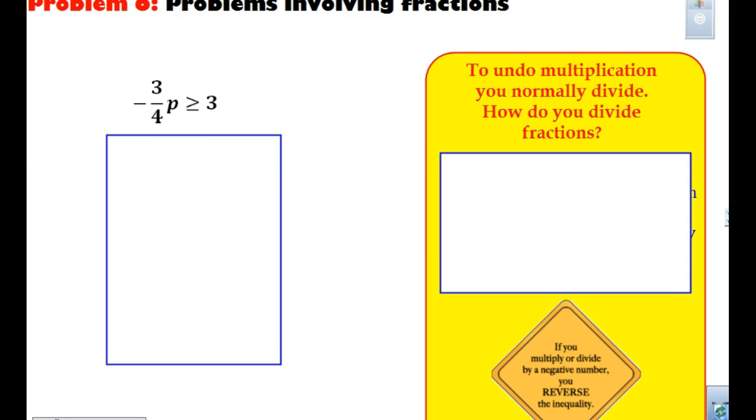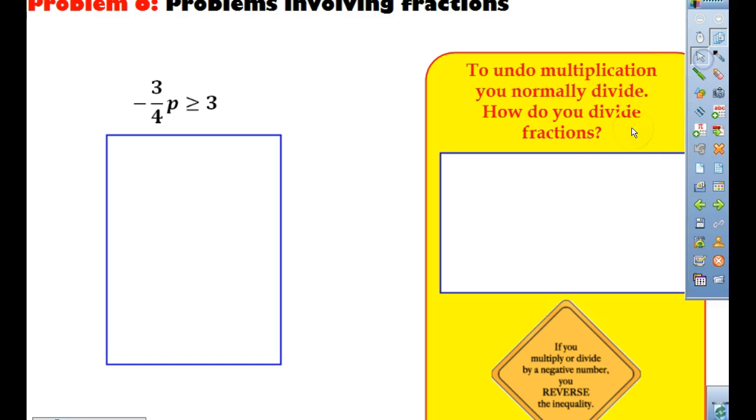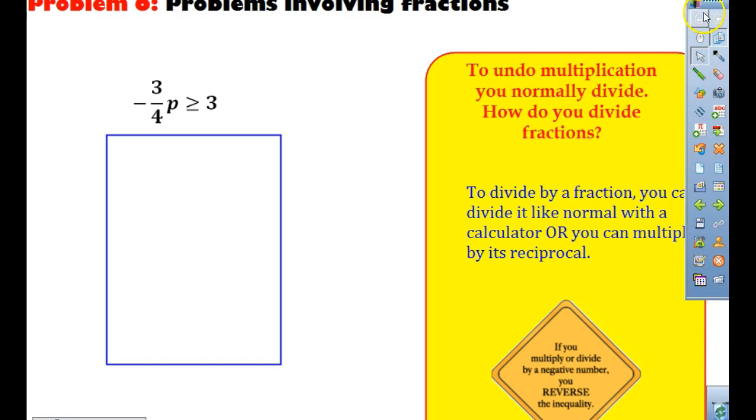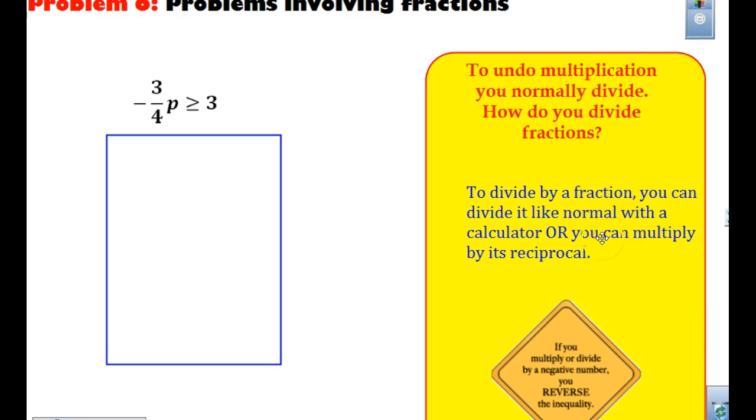All right, so to undo multiplication, normally we divide. What about our fractions? What should I be thinking of multiplying by? Sam? I could multiply just by 4, but then I still got that -3 out there. So, I'm going to go with -3/4. If you have your calculators, you can divide it, but generally, the best thing to do is to multiply by that reciprocal.